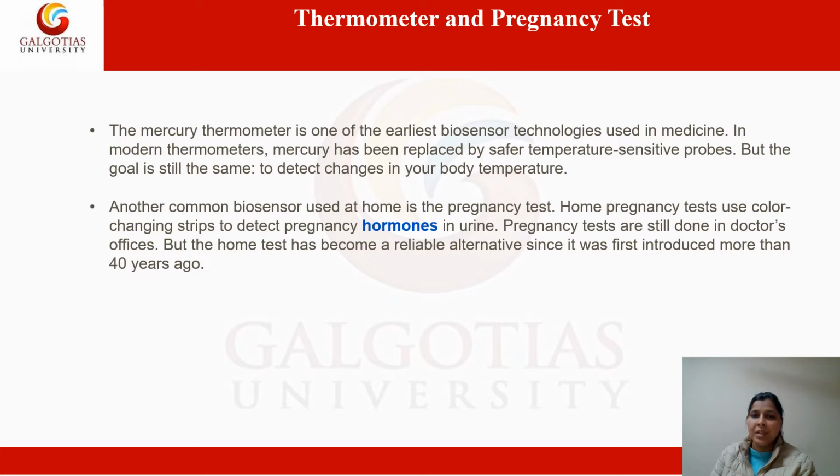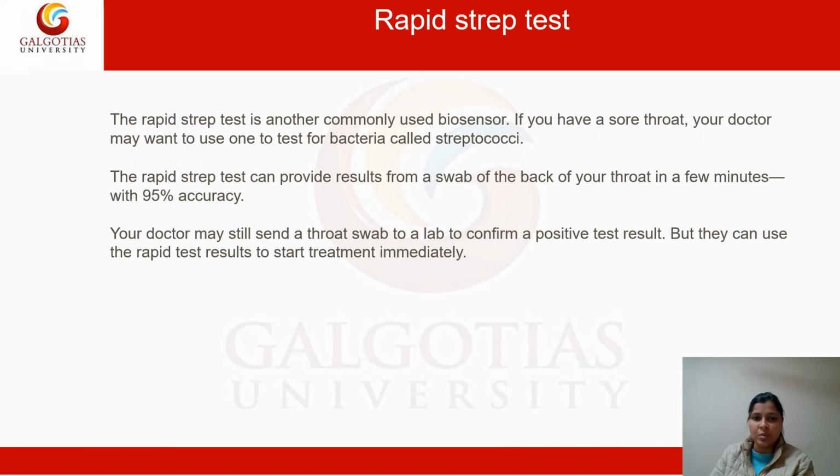Similarly, pregnancy test kits are being used. That is also an example of biosensors. The color of the strips changes due to the pregnancy hormones present in the urine. These pregnancy tests were earlier done in the doctor's office, but nowadays they are readily available at the chemist shop and can be easily used. So we use biosensors in our day-to-day life this way.